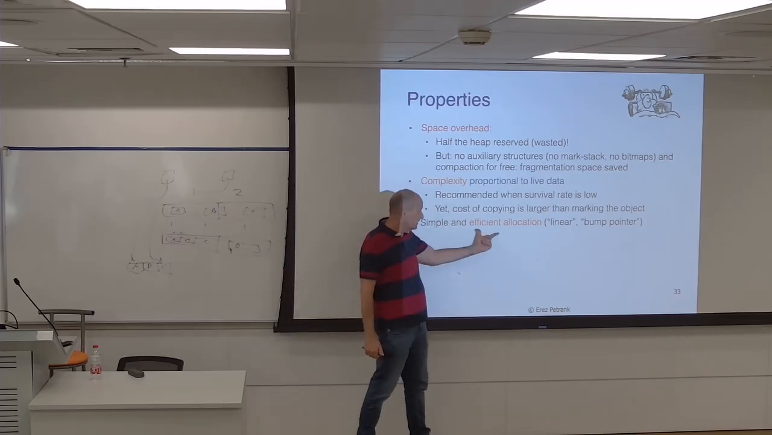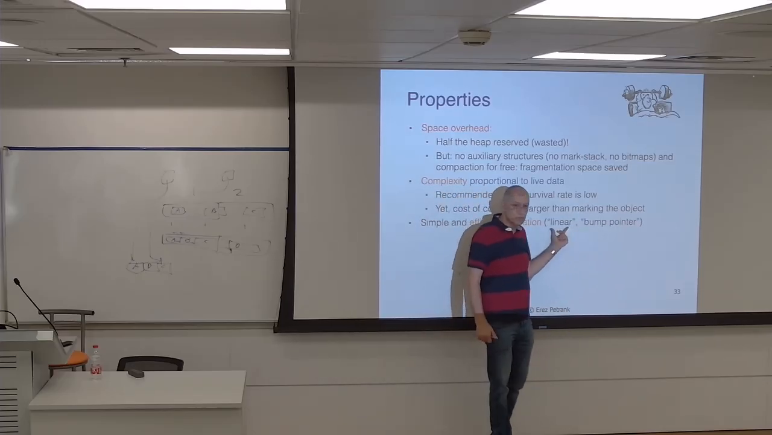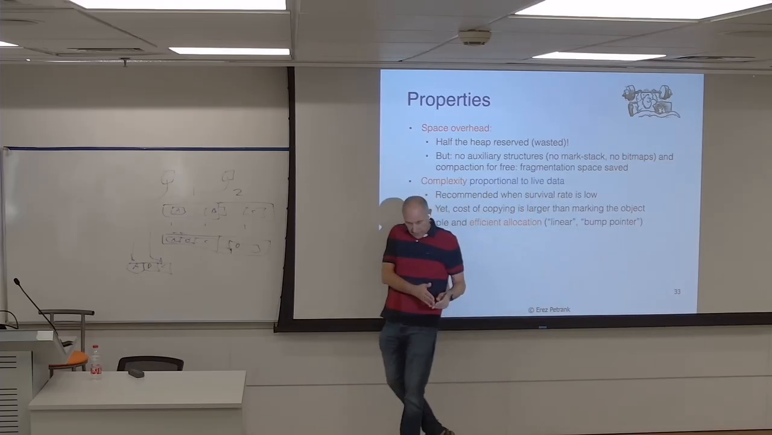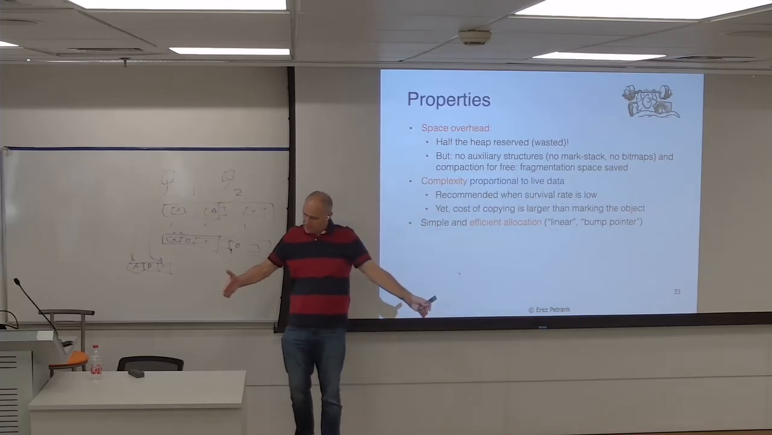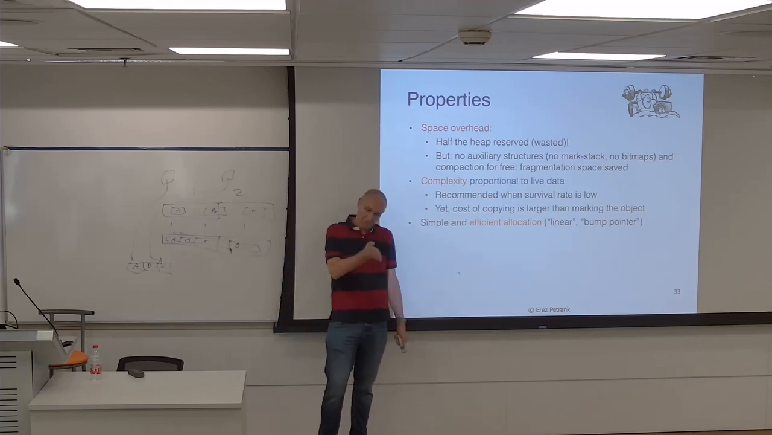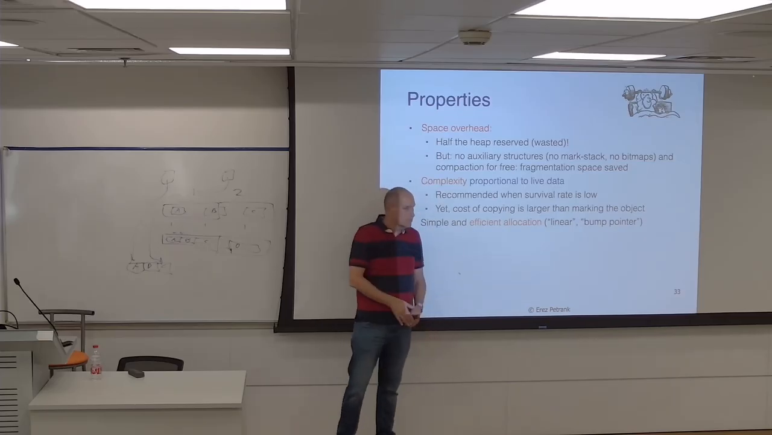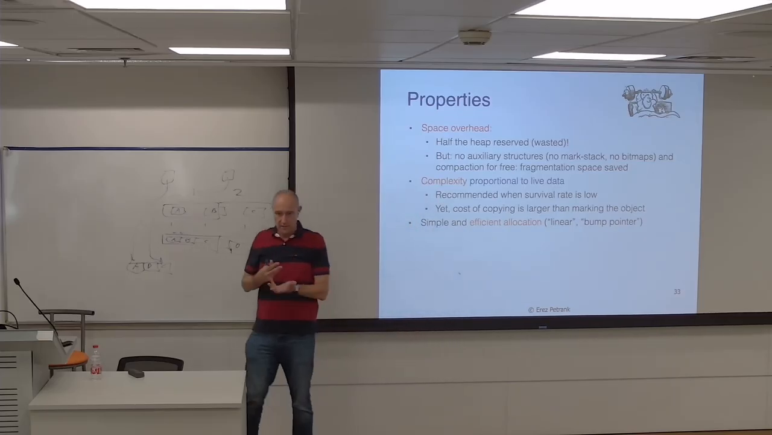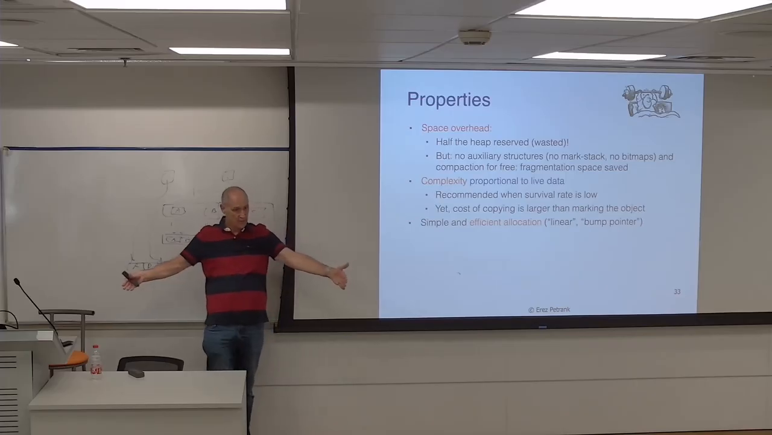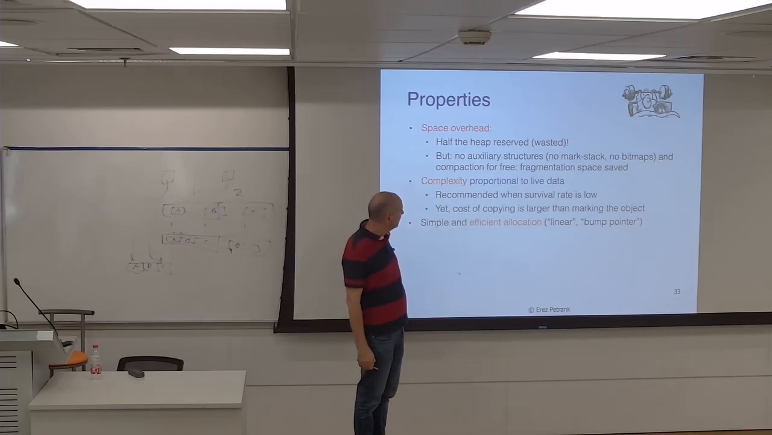So it's simple, and the allocation is very efficient. It's called bump pointer or linear allocation. I have a large free space, and I just look at the pointer to see where it's free, and I move it to allocate. You need 3 bytes, I move it 3 bytes. You need 64 bytes, I move it 64 bytes. This is very convenient to allocate when you have a consecutive free space. So it's very simple and efficient allocation.